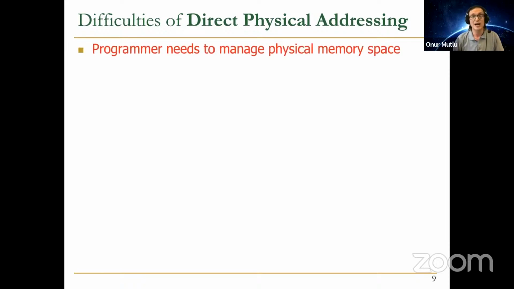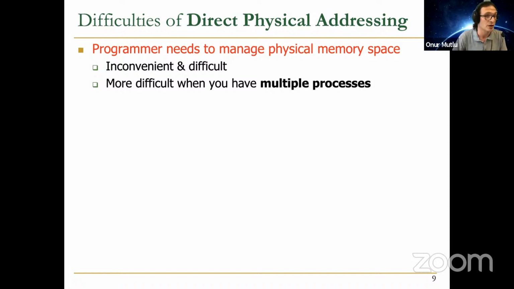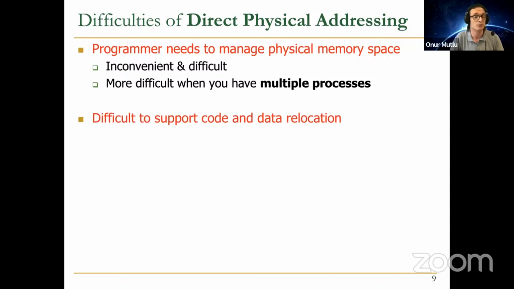that I showed. Programmer needs to manage physical memory space if you have direct physical addresses, meaning CPU loads and store instructions directly reference physical memory locations. And this is clearly inconvenient and difficult, and it's bug prone also. And it's more difficult when you have multiple processes, because now you need to manage the physical memory space across multiple programs, which is even harder because they may be programmed by different programmers. So it's virtually impossible, basically, at this point.